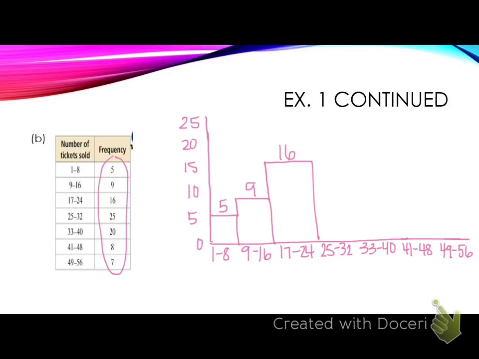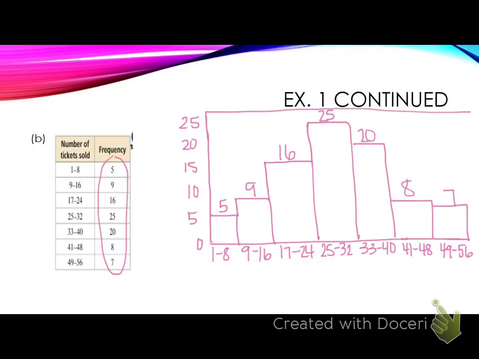Mark 16, 25. Our next interval, the 25 to 32, is 25, so we're going to extend that all the way up to the top. Draw that over, set that 25 on top. The next interval was a 20, so we're going to make that bar 20. The 41 to 48 was an 8, so we're going to go just a little bit underneath our 9, make that an 8, and our last interval was a 7, so just below the 8 to the 7.